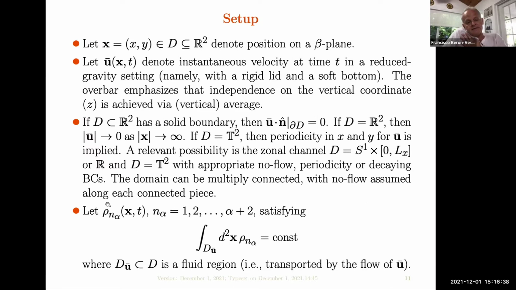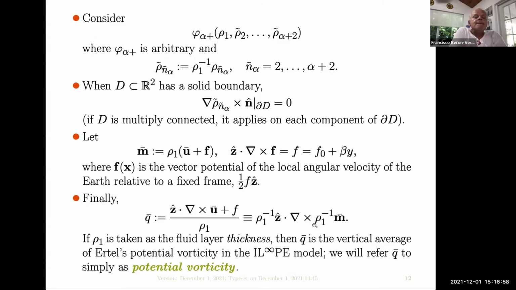And we're going to have these densities, rho. They are not densities, but densities in the sense that you take an integral over a region of fluid that is transported by the flow, and this is constant. So have that in mind. And then there's going to be a function of these densities, and the density is divided by rho 1. It doesn't really matter what it means right now, but have that in mind.